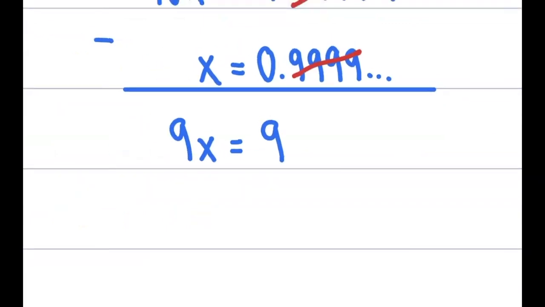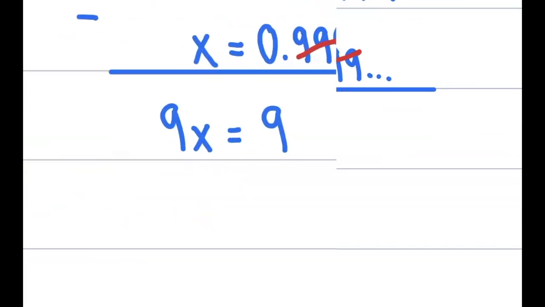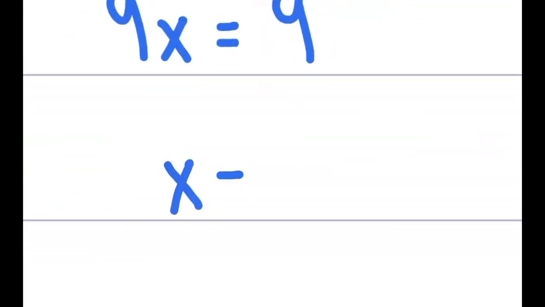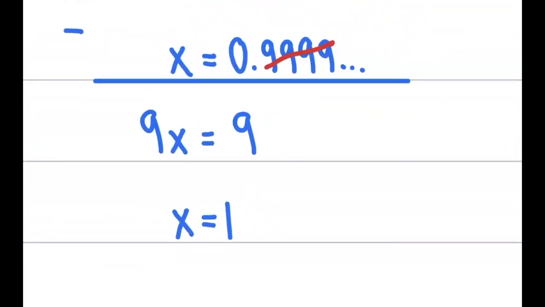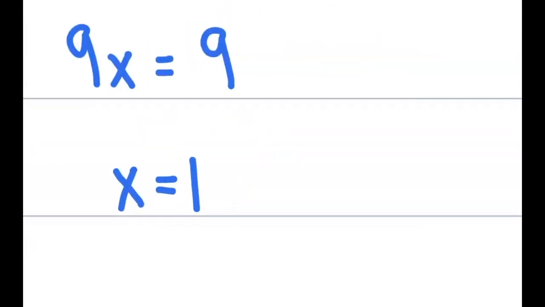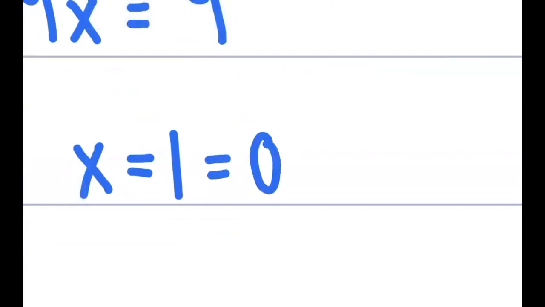And we have 9x equals 9. So if you divide both sides by 9, you're going to get x equals 1. And we said earlier that x equals 0.9 repeating, but it also equals 1. So that means 1 equals 0.9 repeating.